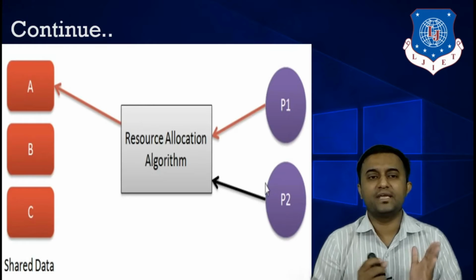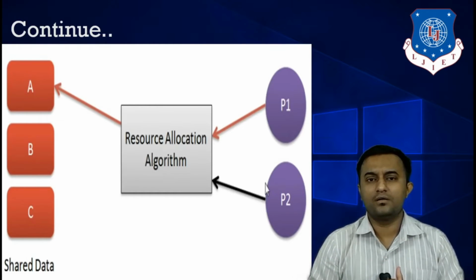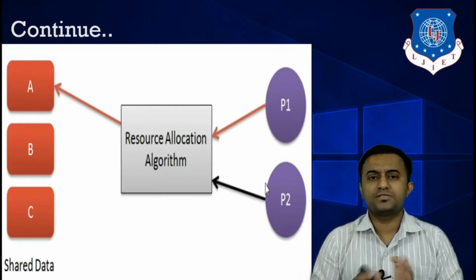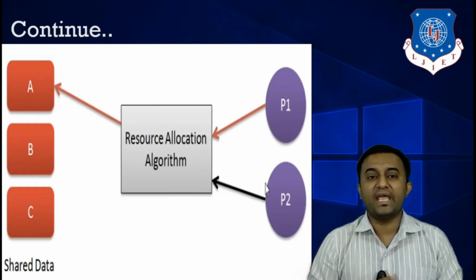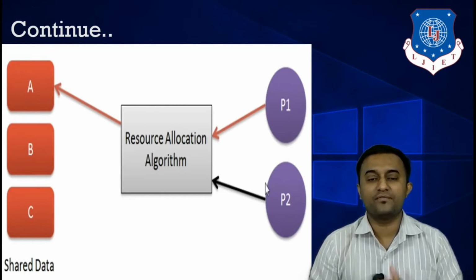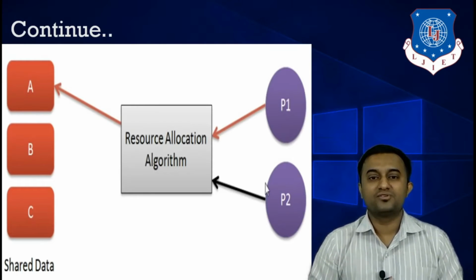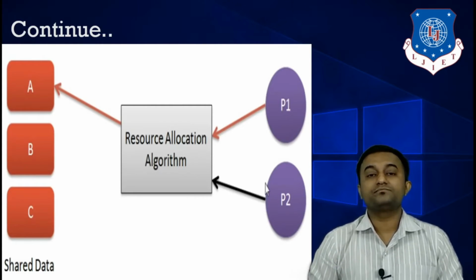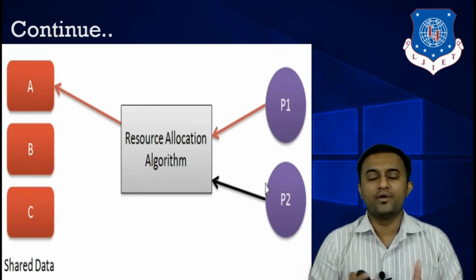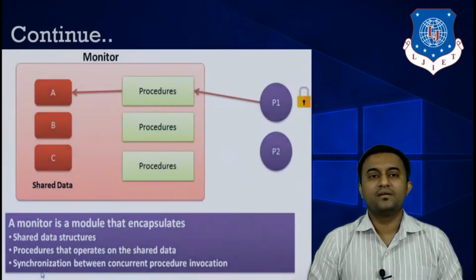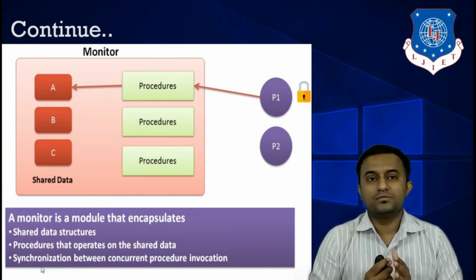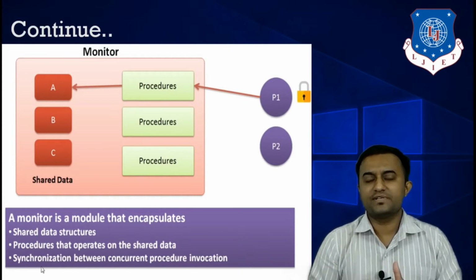Now P1 is accessing A, but during the execution of P1, P2 also requests the same resource A, but that request is blocked by this resource allocation graph. This blocked request I have represented in terms of the black arrow, you can see. So P2 is not allowed to access resource A right now. In this way you can avoid the inconsistency. Now, that resource allocation algorithm we have discussed in the previous session, so let us now concentrate on monitor.